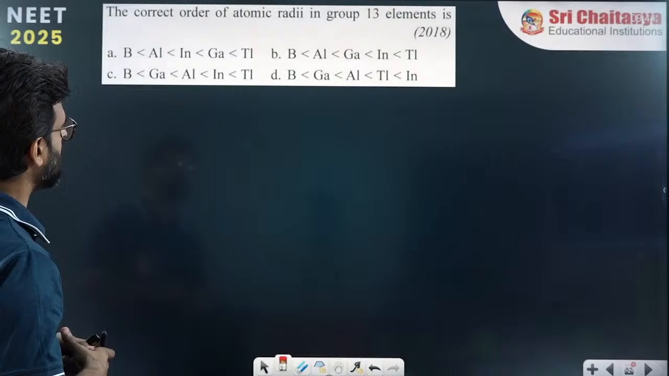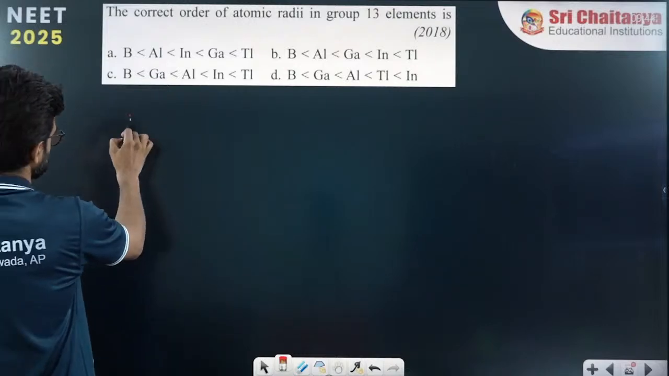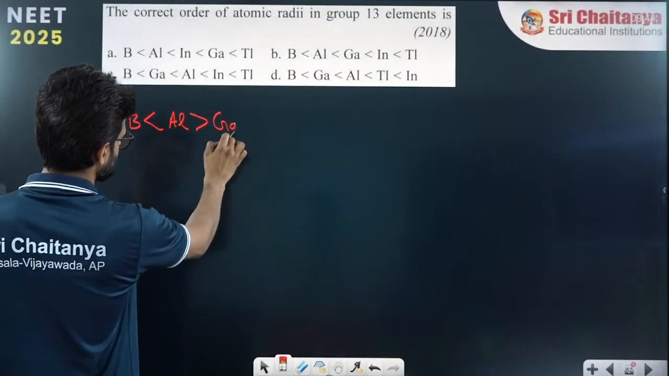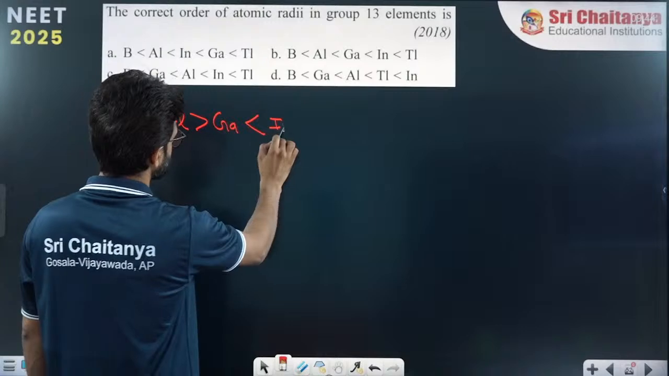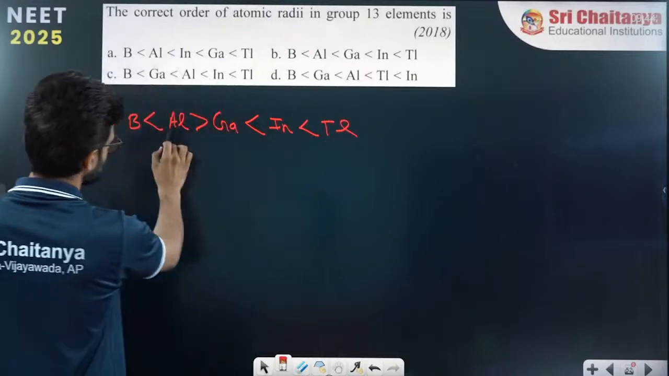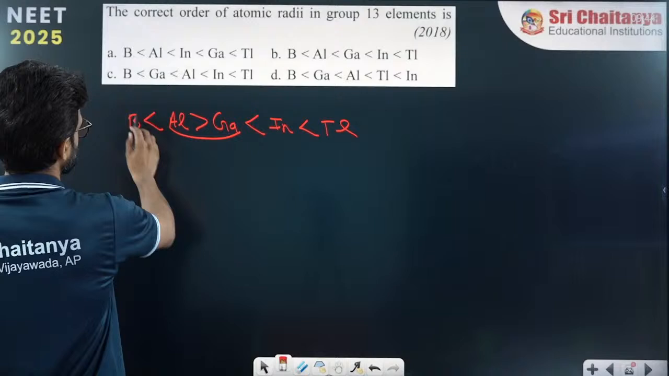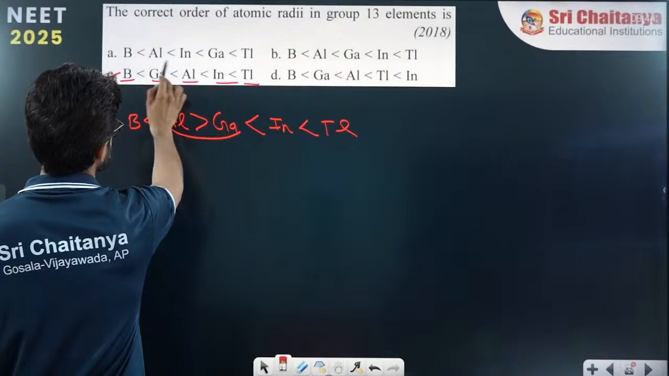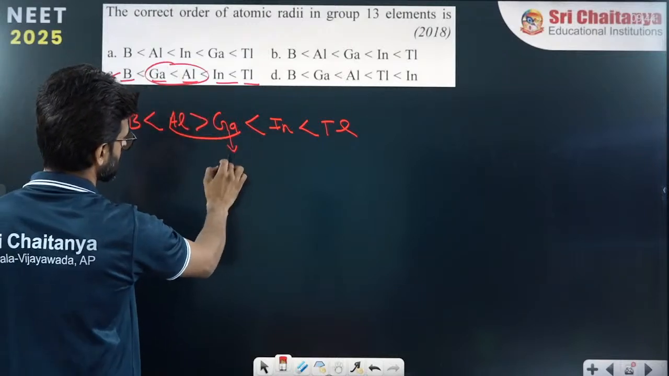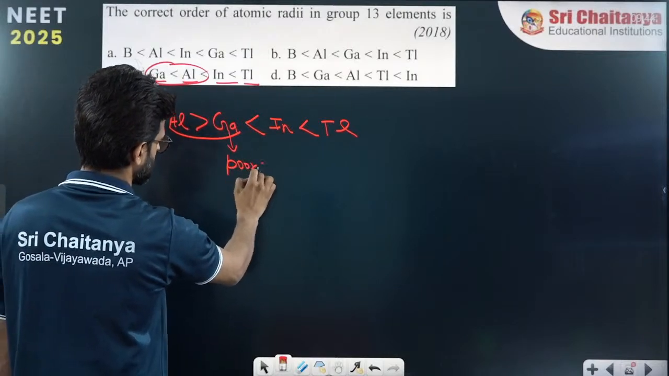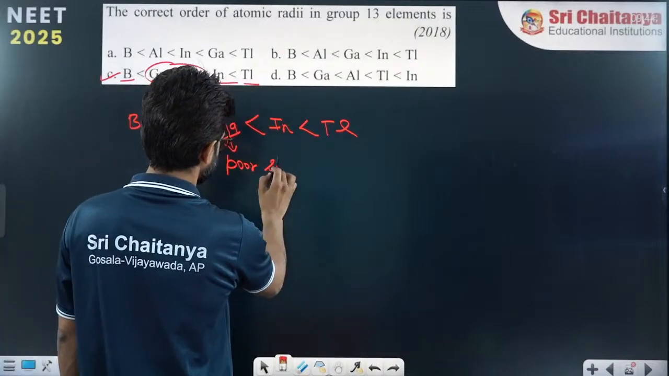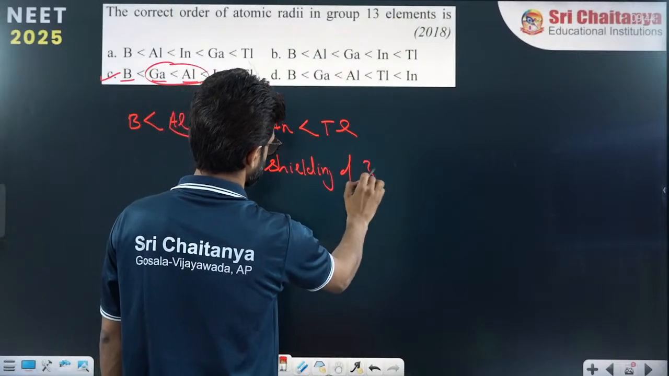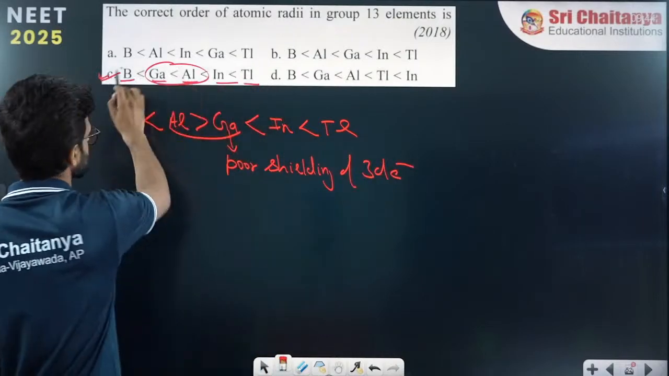The correct order of atomic radii, we have an exception here, okay? So boron, aluminium, but gallium is smaller in size than aluminium, and then indium and thallium, no issue, but here we have an exception. So boron is the smallest one. Then what is coming? Gallium, aluminium, indium, thallium. This is an exception because of poor shielding of 3d electrons. That's why this is the right answer. Clear?